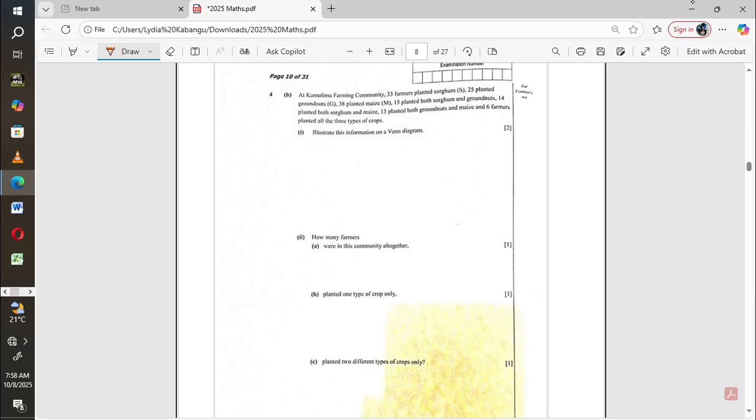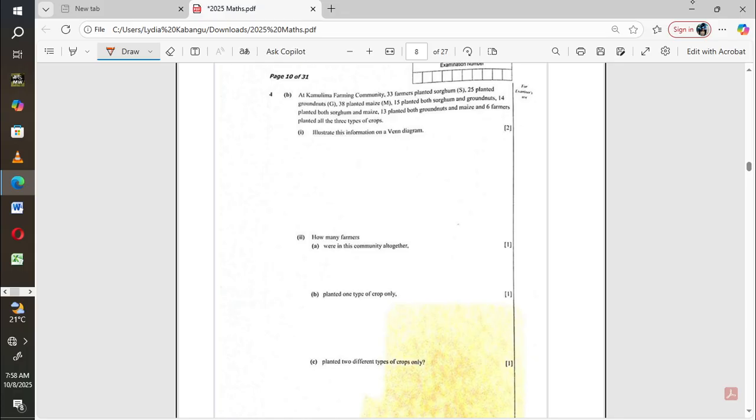At Kamulima farming community, 33 farmers planted sorghum, 25 planted groundnuts, 38 planted maize, 15 planted both sorghum and groundnuts, 14 planted both sorghum and maize, 13 planted both groundnuts and maize, and 6 farmers planted all the 3 types of crops. Illustrate this information on a Venn diagram.